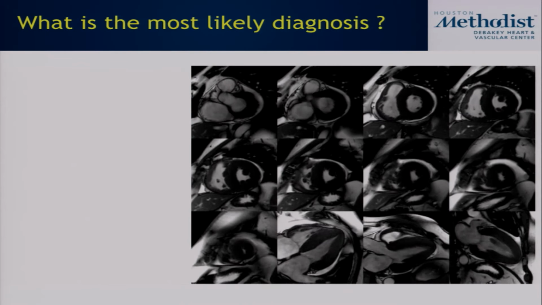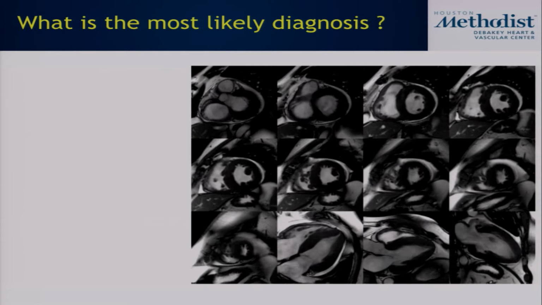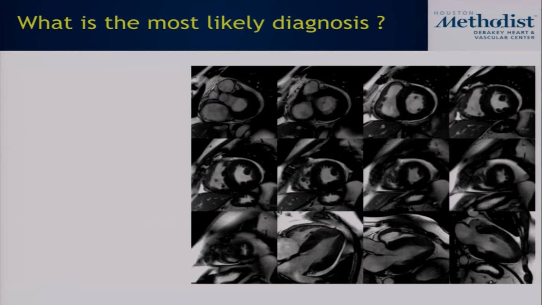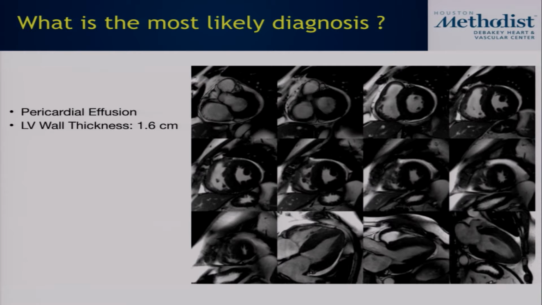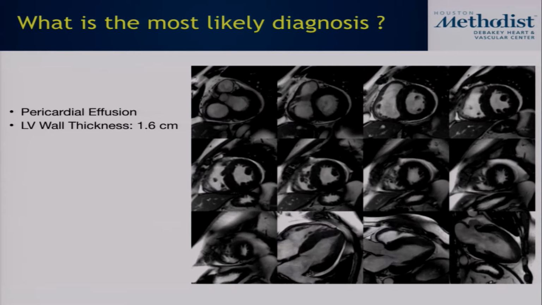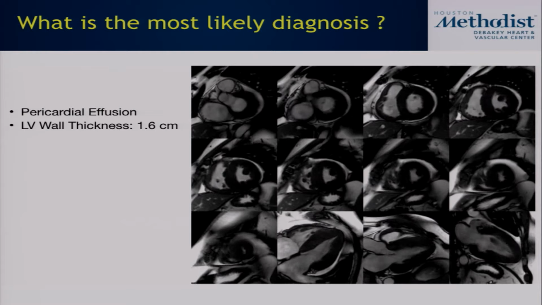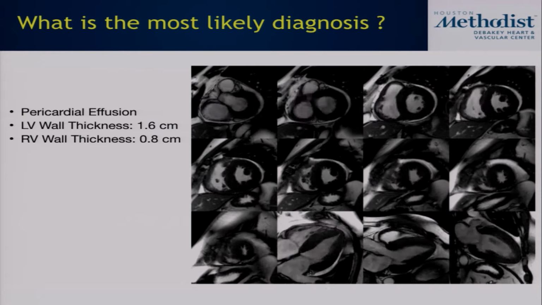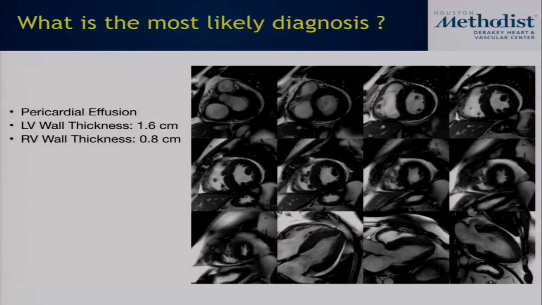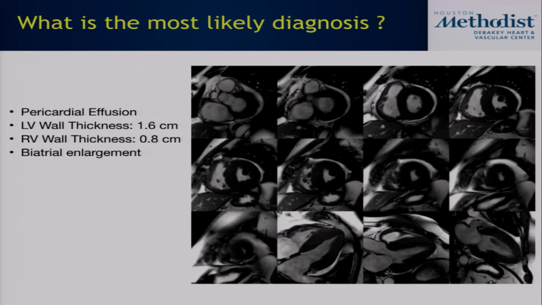Now, let me turn to the infiltrative or restrictive cardiomyopathies. And here's a patient who, when we look at the cine MRI images, we see several interesting features. One is there's a small pericardial effusion, which you can see is the area of high signal around the left ventricular myocardium. There's increased wall thickness, about 1.6 centimeters. The RV in this case is also increased in thickness at about 0.8 centimeters.